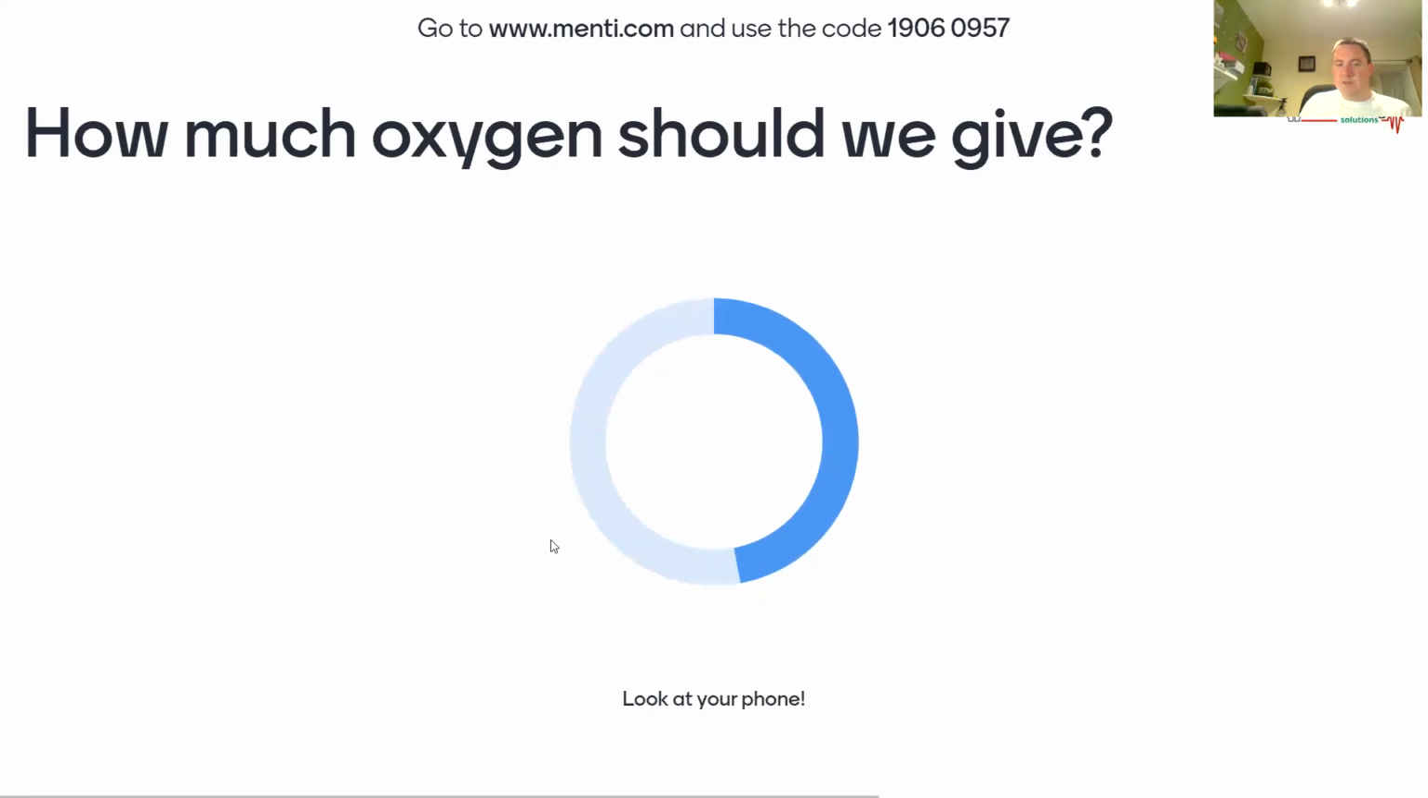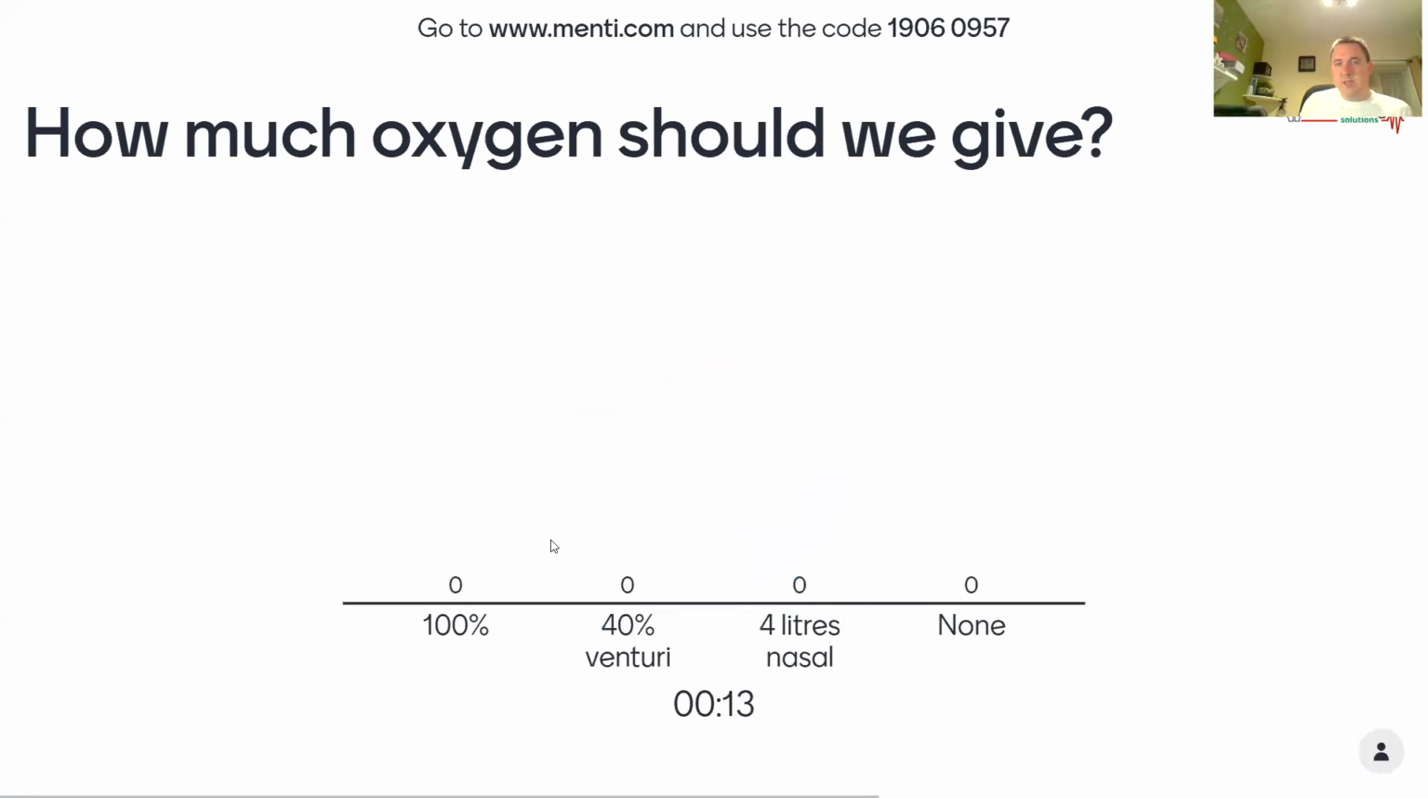How much oxygen should we give this patient? This is a patient with COPD and suspected sepsis. How much oxygen should we give? And we're going by what JRCALC say. 100%, 40%, 4 litres nasal, or none.